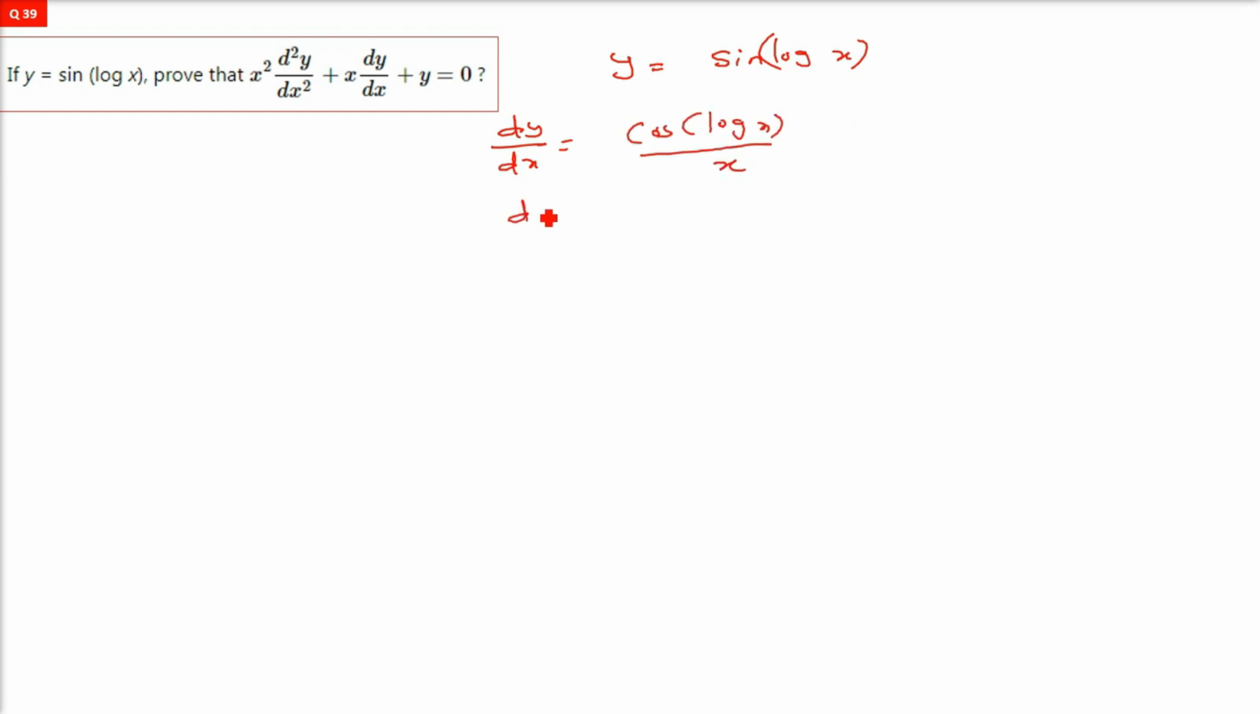Then d2y by dx2. So here again we are applying the quotient rule. X square in the denominator, x remains here. Cos log x differentiates to minus sine log x, and differentiation of log x is 1 by x. Minus. Now cos log x will remain like that.